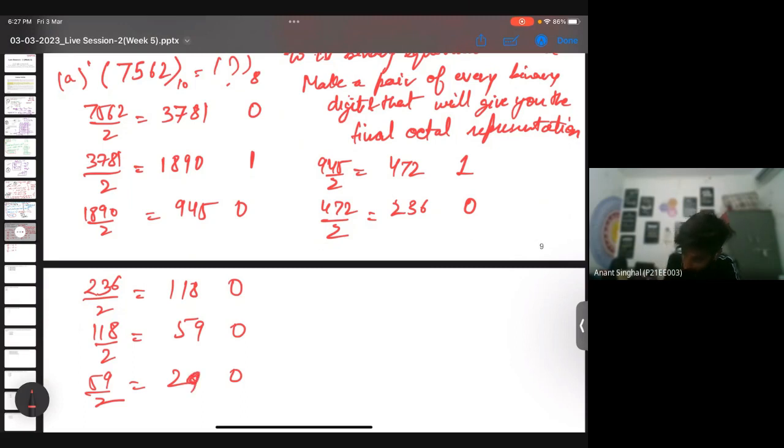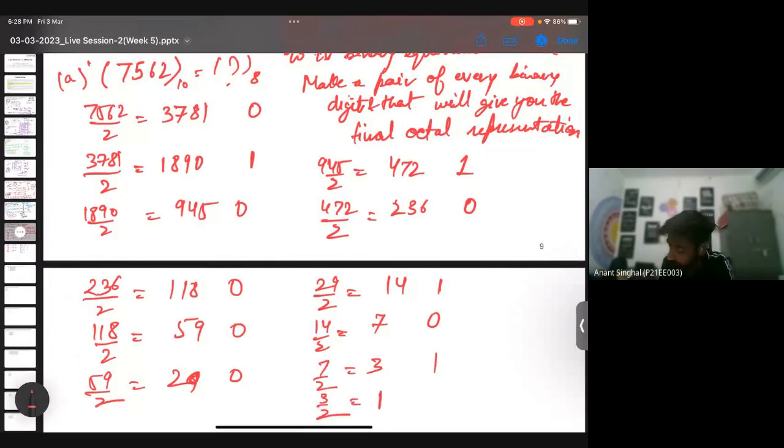29 actually. 29 by 2 is 14. Carry will be 1. 14 by 2 is 7. Carry will be 0. Then 7 by 2 is 3. Carry will be 1. Then 3 by 2 is 1. And the carry will be 1.